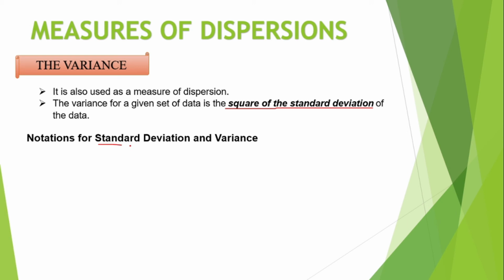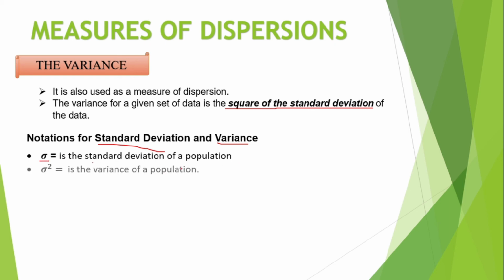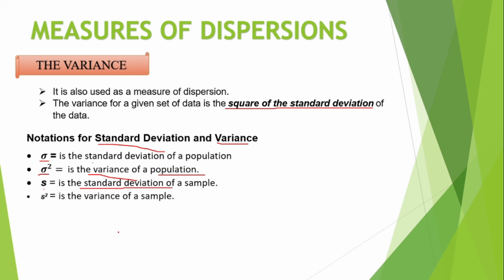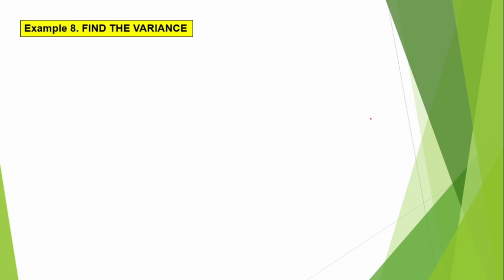So, notations for standard deviation and then the variance. These are the symbols used. Alpha is the standard deviation of the population, but alpha squared is the variance of a population. And for S, standard deviation of a sample, then S squared is the variance of a sample. Since there are squares, because the definition of the variance is just the square of the standard deviation. That is just its symbol.